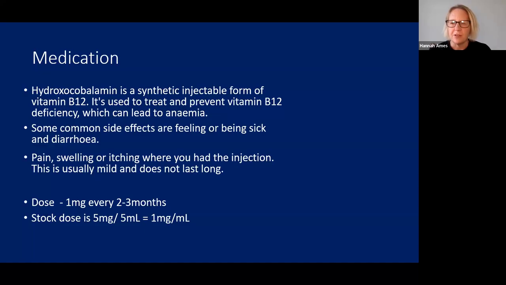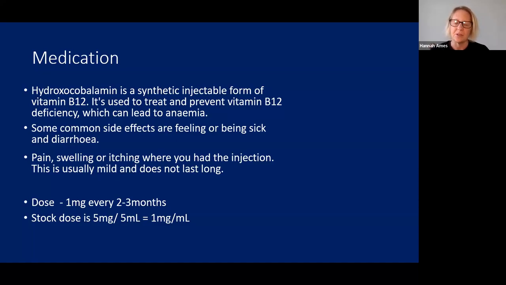I'll just run through hydroxycobalamin because it has been a frequently used medication in the NMC OSCE exam, just so you're aware. It is a synthetic form of vitamin B12, which we give for the treatment of pernicious anaemia. Some of the side effects can include feeling nauseous and having some diarrhoea, and you obviously get pain and swelling around the injection site for 24 to 48 hours. The dose for this medication is 1 milligram, which is given every 2 to 3 months.